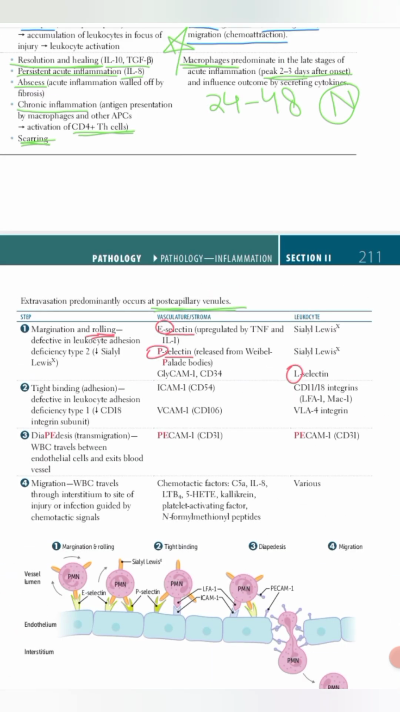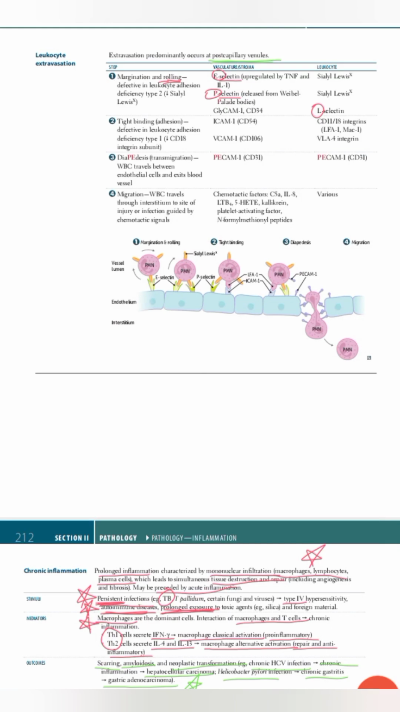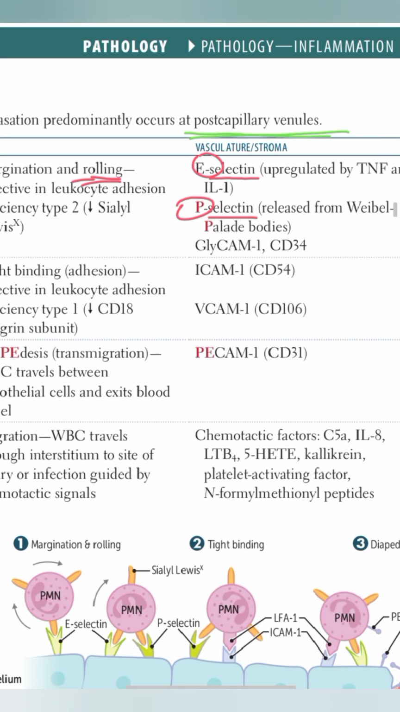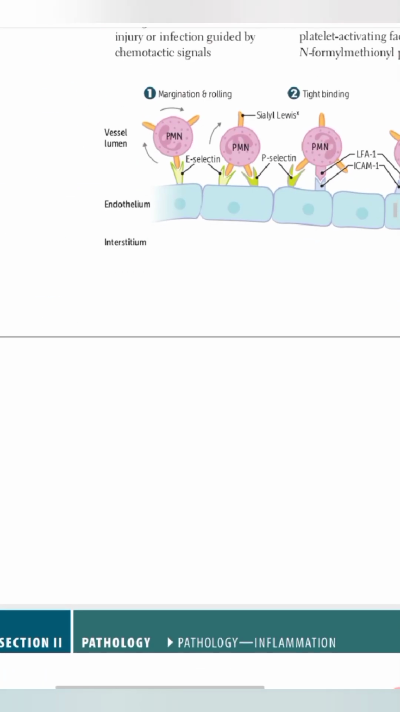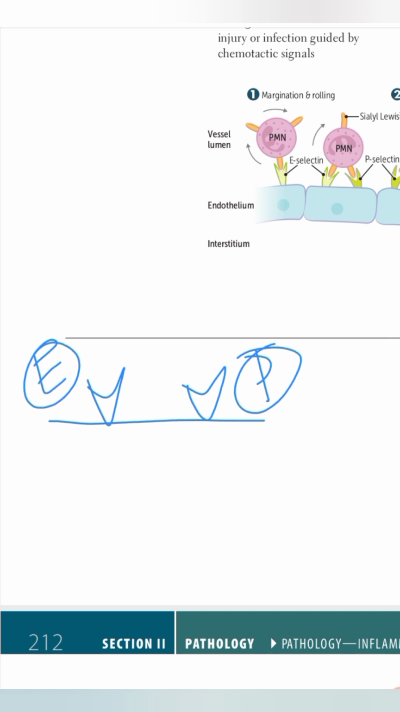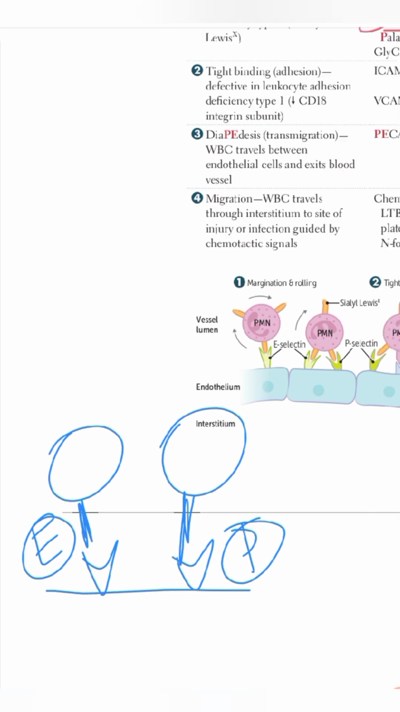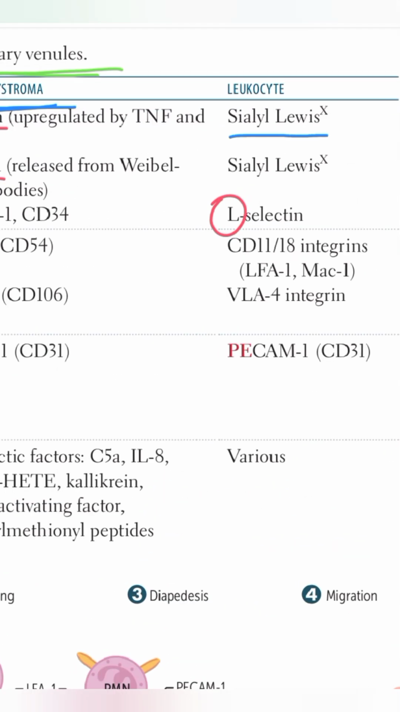There is interaction between the selectins and the ligands, and it causes the loose adherence of the WBCs to the endothelial surface, and it helps in the rolling of the WBCs. Firstly, we will see the selectins that are present on the endothelium. So the E-selectins and the P-selectins are present on the endothelium, and their ligands are present on the leukocytes. Their ligand is CLI Lewis X.